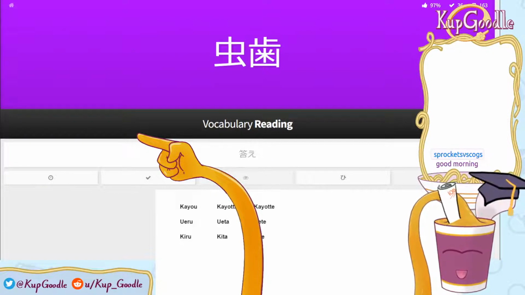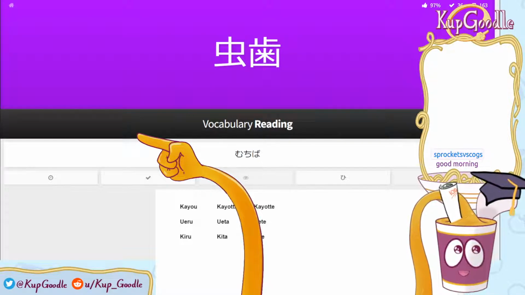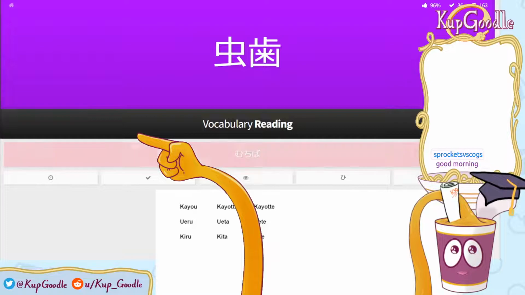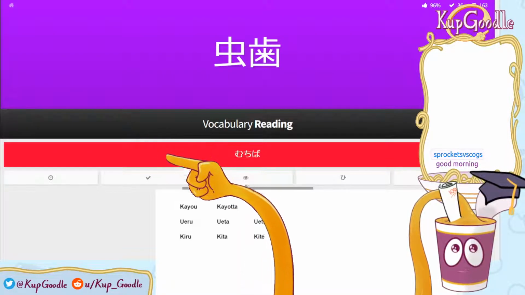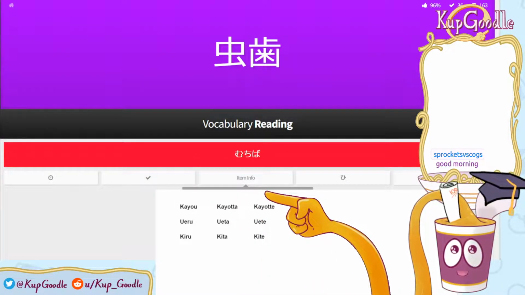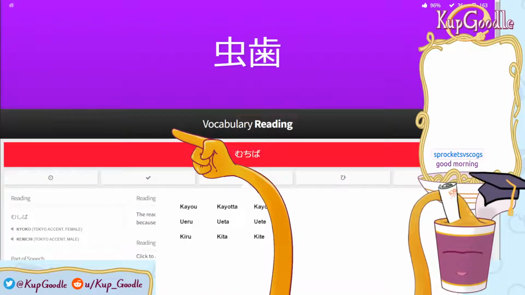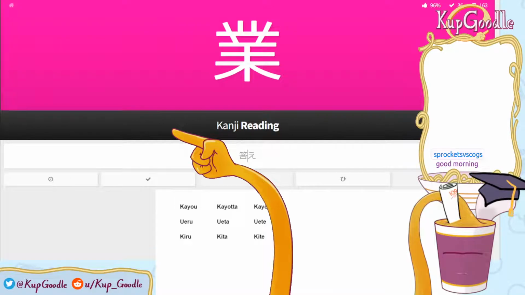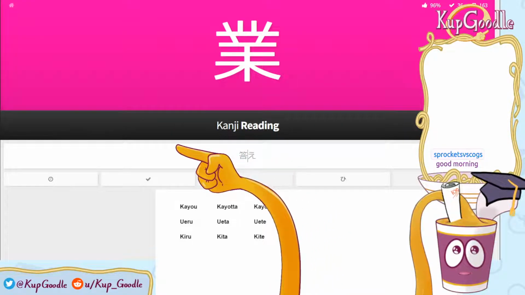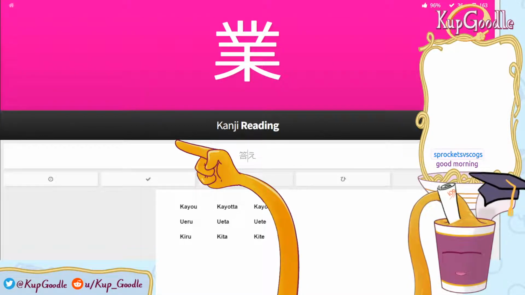Mushiba. That's a cavity. I love that. I love a cavity being called an insect tooth. Oh, did I put muchi? I said mushi. I said mushiba, but I spelled muchiba. Oh, well. We got it right. Good morning. Good morning, Sprockets. Messing up already just from typing things badly, so it's going great so far.